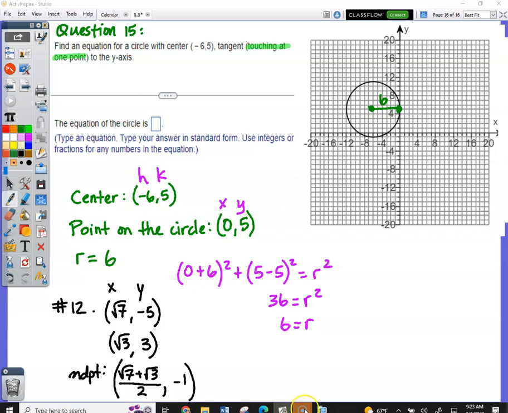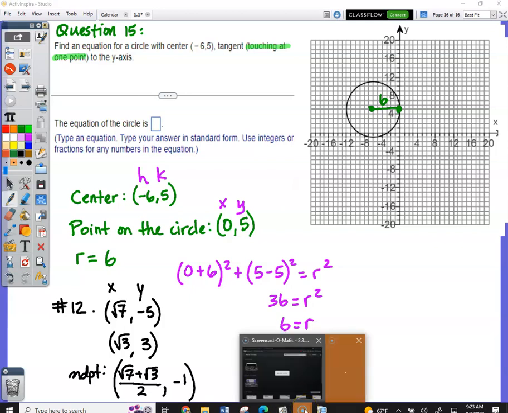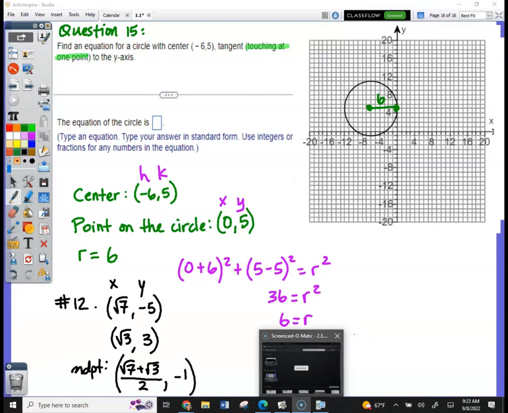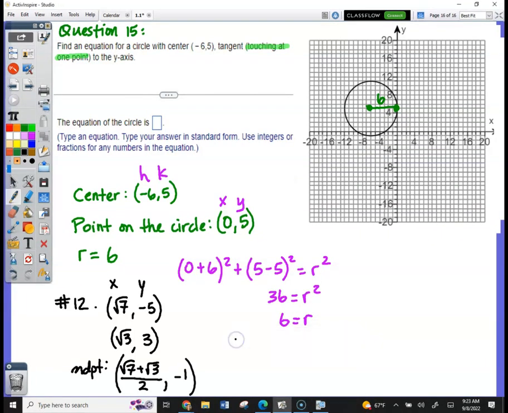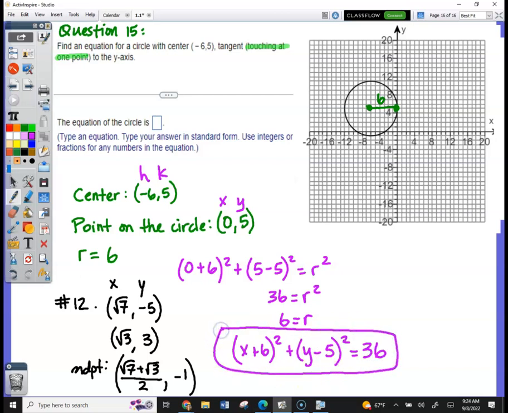The answer is r equals 6. No, that's not the answer. I was saying that's how you should find r. Oh, no, the answer to 15. That would be the answer to 15. Yep, I'm sorry.